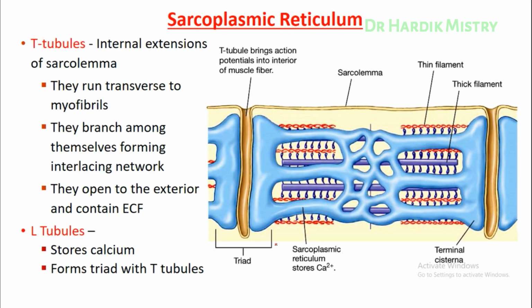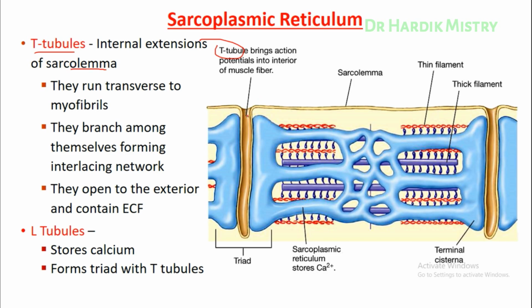Sarcoplasmic reticulum, as I just told you, is the endoplasmic reticulum of the muscle cell, but here we use another name, sarcoplasmic reticulum. The sarcoplasmic reticulum has specific structures: T tubules and L tubules. Here you are seeing the T tubule and this is the L tubules. All these horizontal structures you are seeing are the L tubules. T tubules are the internal extensions of the sarcolemma.